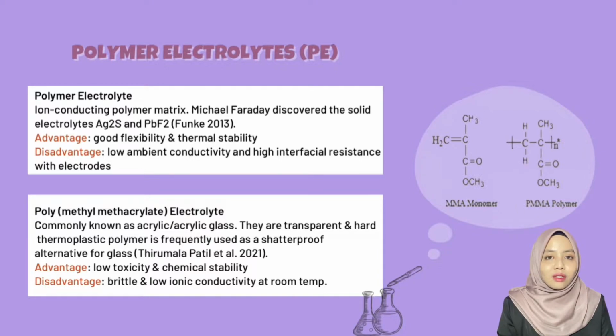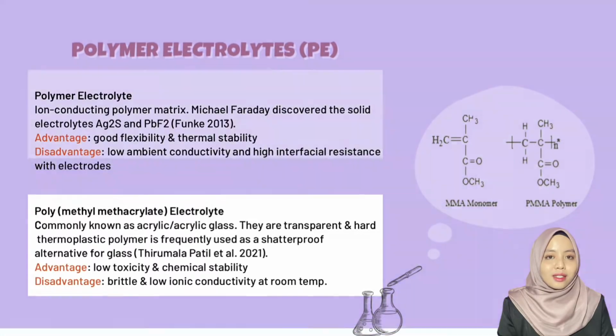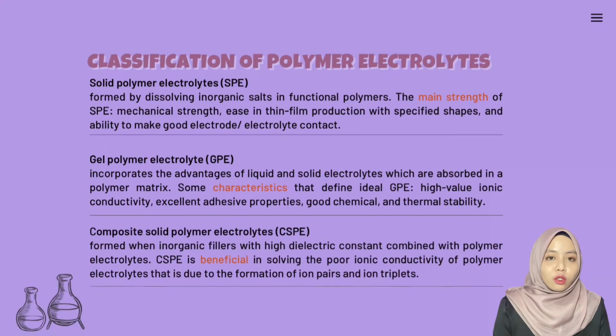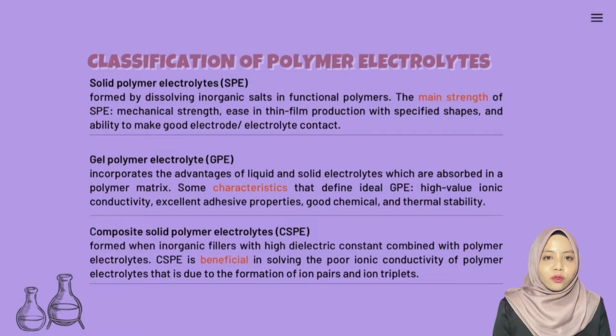PMMA, also known as acrylic glass, is a transparent and hard thermoplastic polymer that is usually used as a shatterproof alternative for glass. There are three main classifications of polymer electrolytes. The first one is solid polymer electrolyte, which is formed by dissolving inorganic salt in functional polymers. The main advantages include mechanical strength, ease in thin film production, and ability to make good electrolyte.